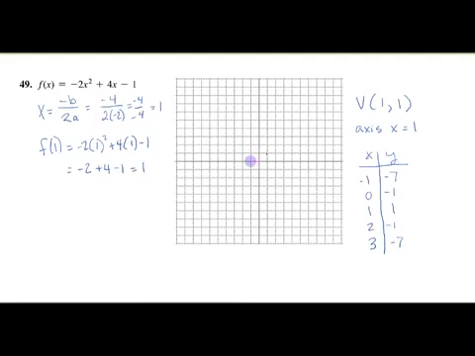So I have a negative 1, negative 7, and I have a 0, negative 1. I have a 1, 1. I have a 2, negative 1, and a 3, negative 7. So you can see our parabola is opening down, and it's also narrower than our standard y equals 1x squared type of parabola.